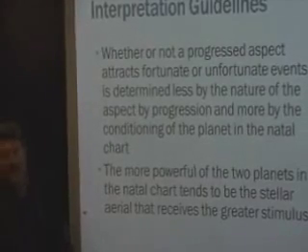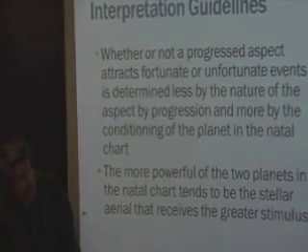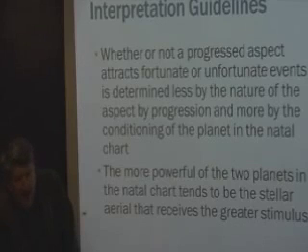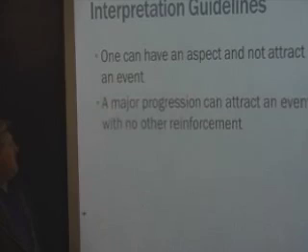Now, another thing in the interpretation, as we saw from the Astrodyne report earlier, planets carry a different weight in the chart. They have a different amount of stellar or astrological power. When 2 planets are forming an aspect by progression, it's good to know which planet is stronger in the natal chart, because more than likely, that is the planet that's going to be carrying the weight of the experience. You can also have progressed aspects and never have an event.